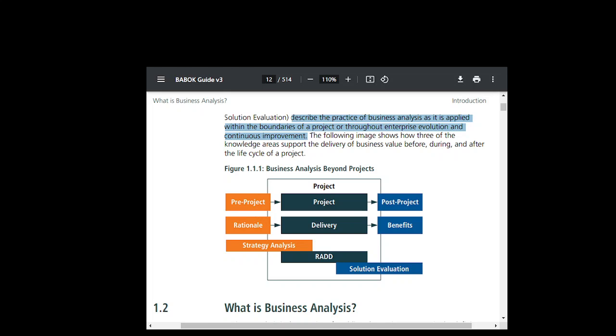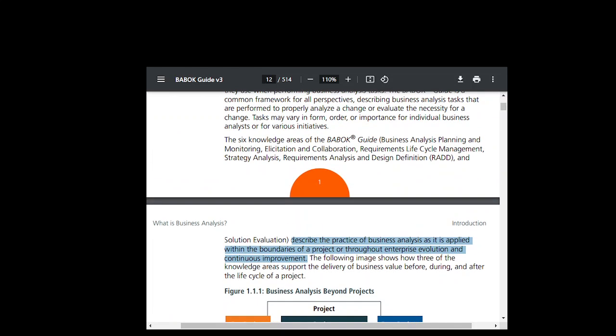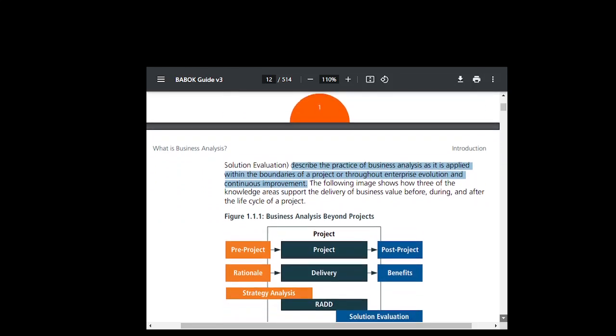So, you know, for example, when you are into Scrum, it's continuous improvement. So it just tells you the 3 areas the 6 BABOK Guide knowledge areas cover. I just wanted to clarify.